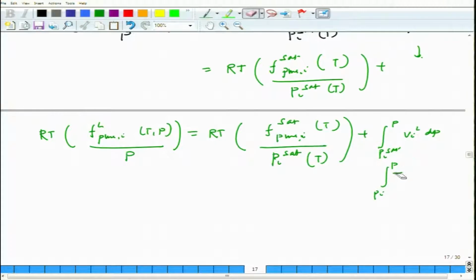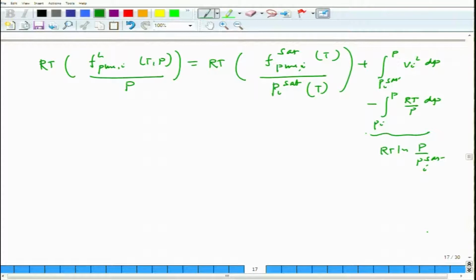I can take the minus outside the integral and make it here. This is going to be RT by P dP, which is nothing but RT ln P by P sat. So I can write this simply as RT ln P by P sat. Now I can further simplify and rearrange this expression to make it a much simpler looking expression.